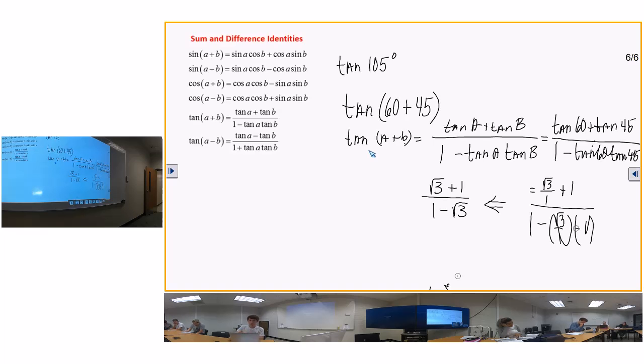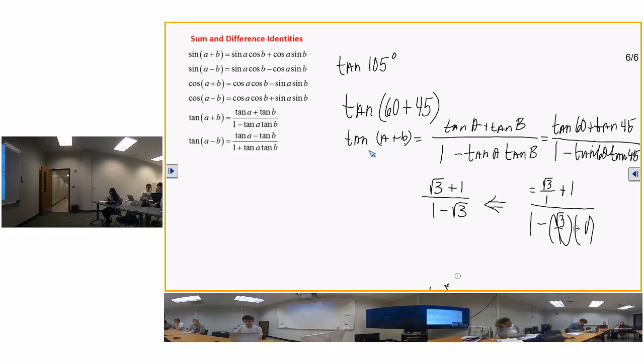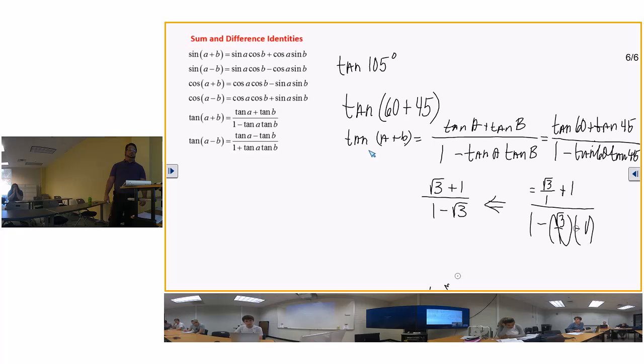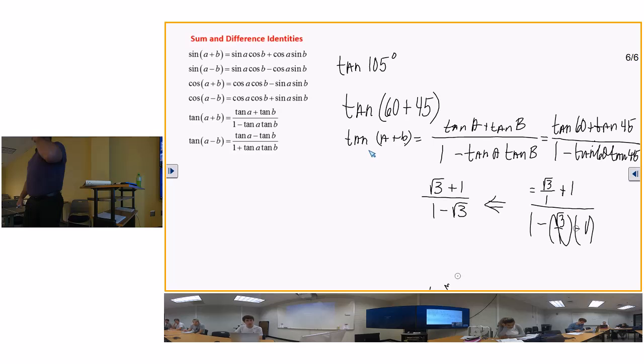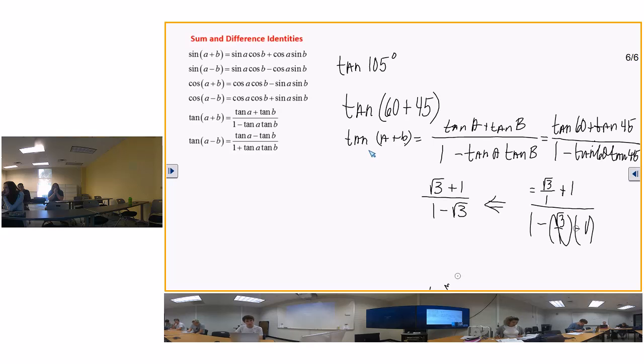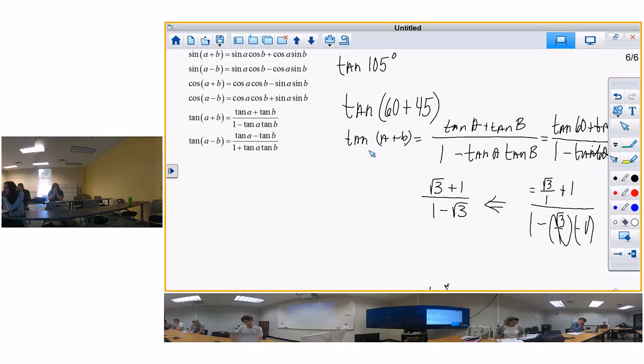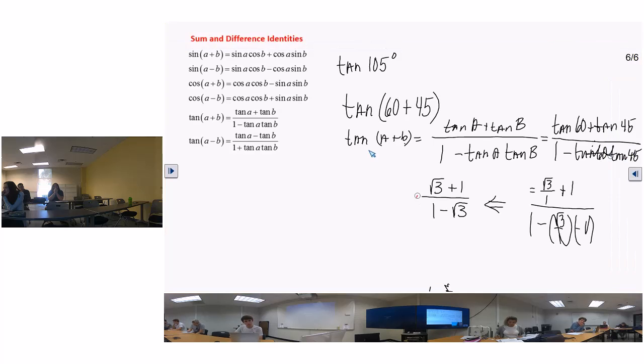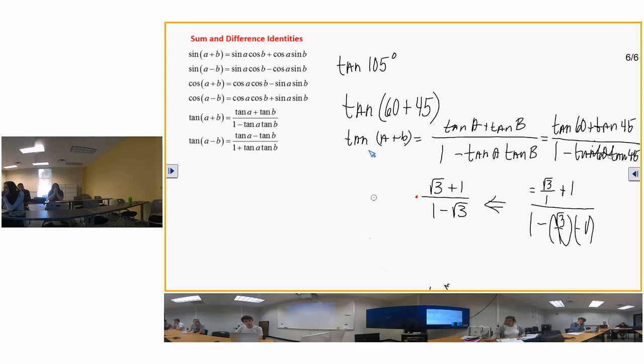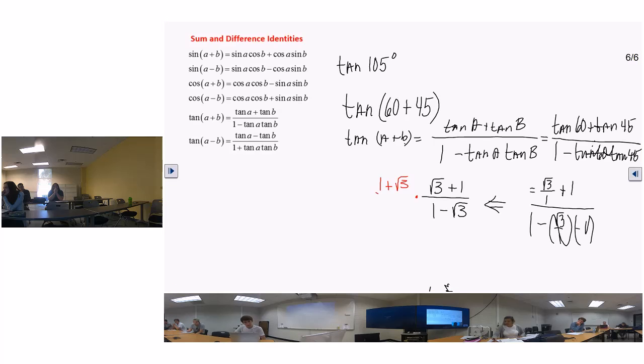Okay, now, finish it. Not finished. Why am I not finished? You got a radical in the denominator. So I've got to multiply by, what's it called? The conjugate. Which will be 1 plus the square root of 3 over 1 plus the square root of 3.